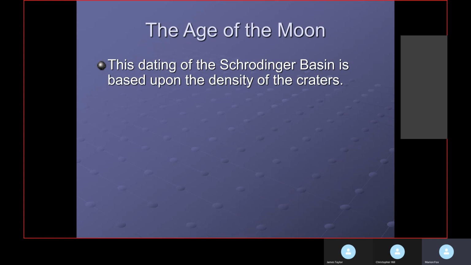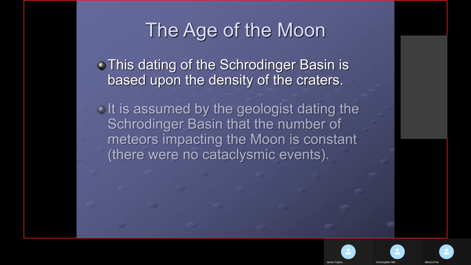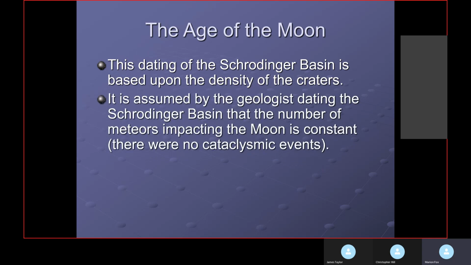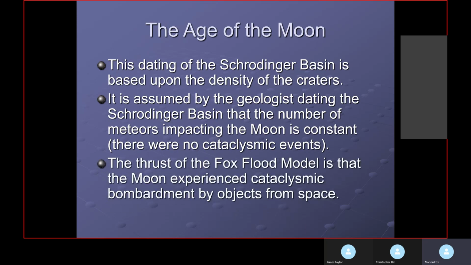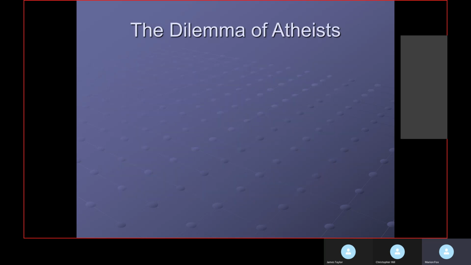This dating of the Schrodinger basin is based on the density of the craters. It's assumed by geologic dating that the number of meteors impacting the moon is constant, that there were no cataclysmic events. Even rejecting the idea of the flood, they've accepted cataclysmic events in geology. The thrust of the flood model is that the moon experienced cataclysmic bombardment from space during the time of the flood, the roughly 1 year of the flood, about half a year, about 180 days or so, when this occurred.